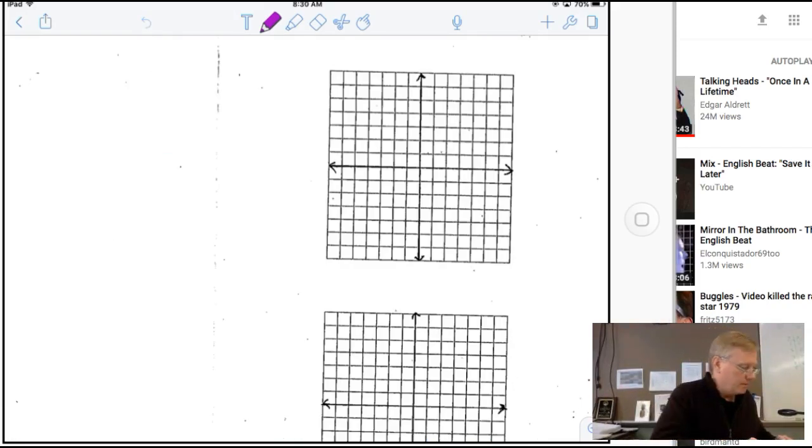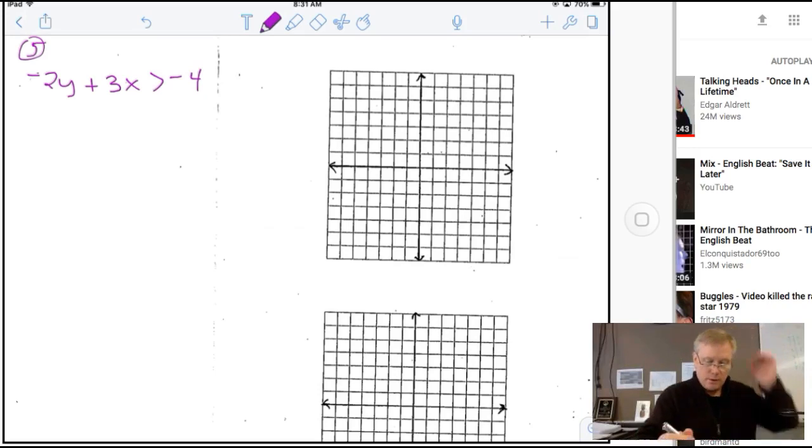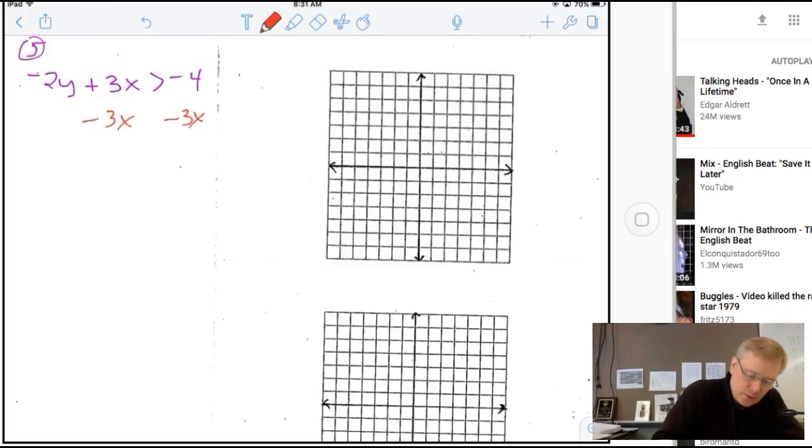Okay, so I got 2 more problems. One, this is probably about as hard as they get, I think. This one, this is problem number 5: -2y plus 3x is greater than -4. All right, so for me to graph this, I want to have y alone. Now, it's not the only way to do it, but it's the way I like to do it, which means I'd like to move that 3x. The opposite of adding 3x is subtracting 3x. So I subtract 3x from both sides. I get -2y is greater than, I'm going to put the -3x first. Either way is fine though.